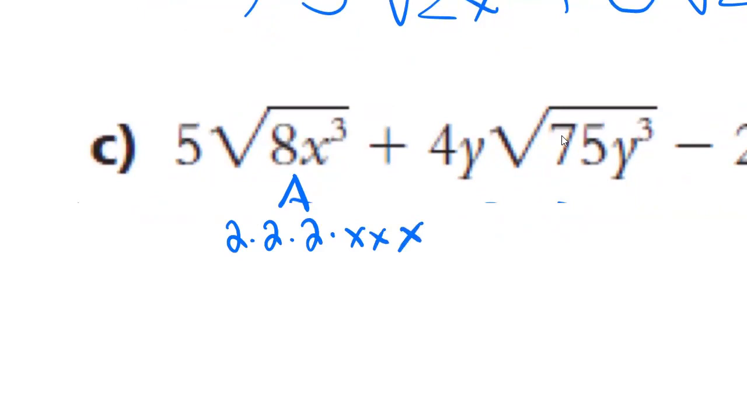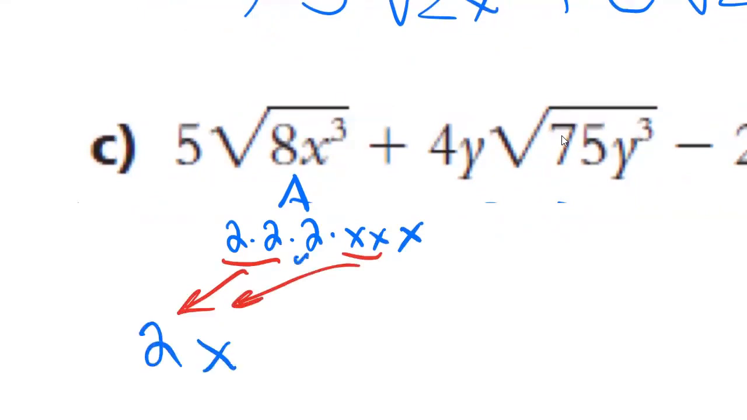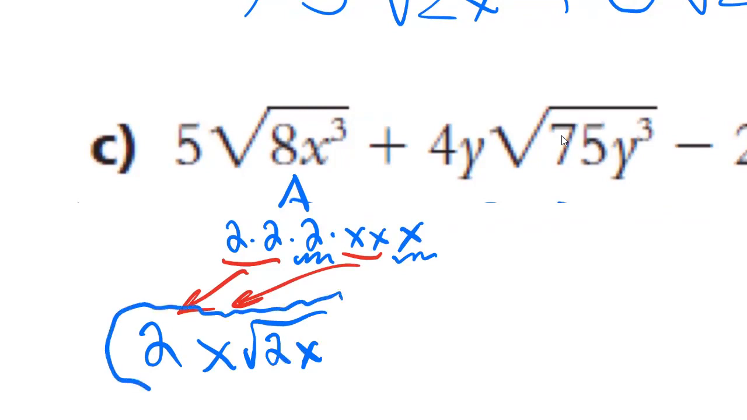Because I'm doing square root, I look for groups of 2. There's a group of 2, pops out. Here's a group of 2, pops out. So I get a 2, and I get an x, and I'm left with a 2 and an x, square root 2x. So there's one term I'm combining. 2x square root 2x. Oh, no, I'm not.